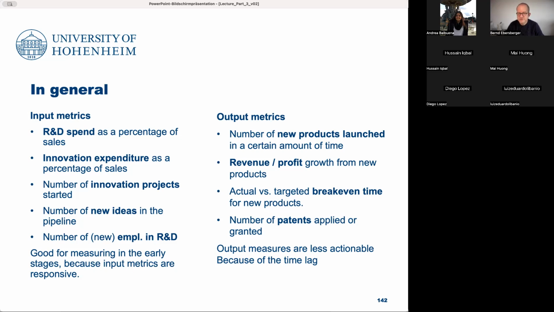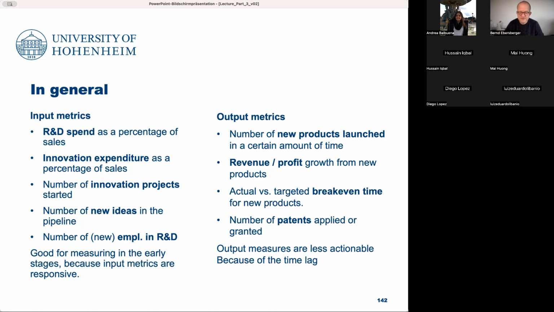And for the output metrics, you could say, okay, we measure the output as the number of new products launched in a certain amount of time. You could say, well, the revenue or profit growth from new products. I think that was something that we had here.